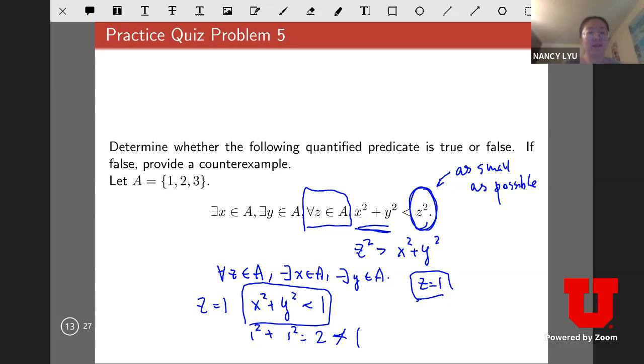Yeah, but I feel like we should always choose "for every" whatever variable is in A first. So if there is a variable that says "for every," we should always choose that first. And then we can consider the order, like if that's in first place or second place.